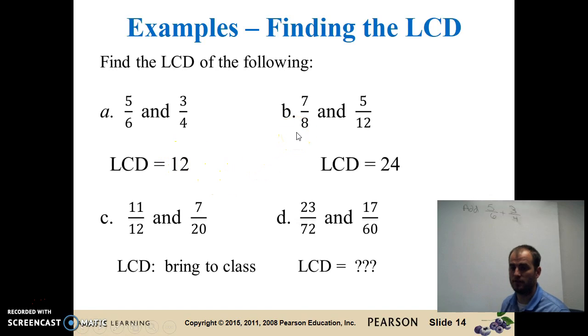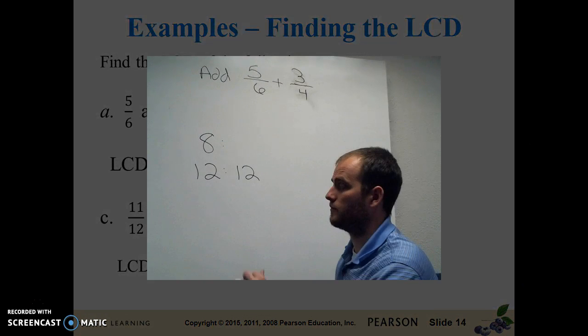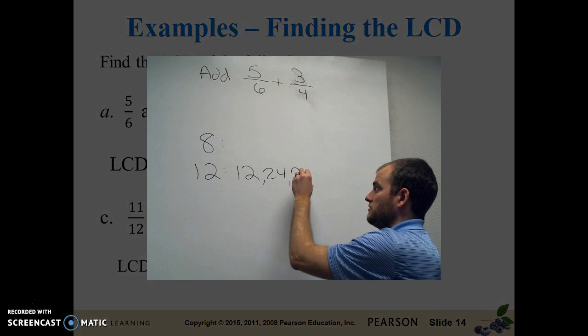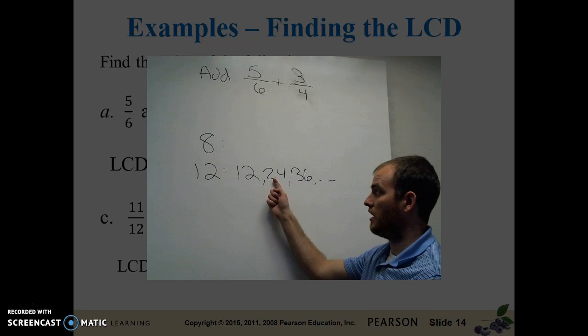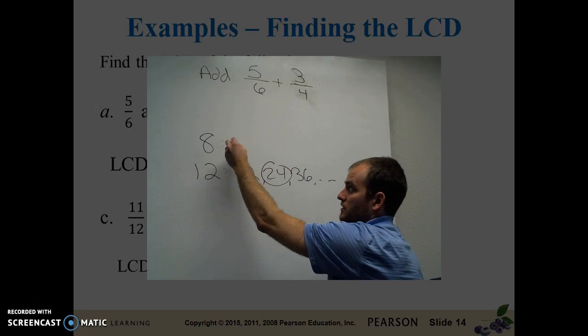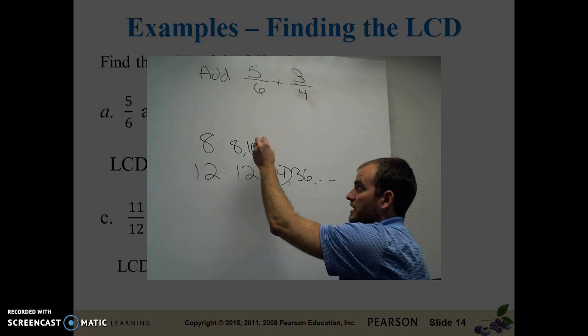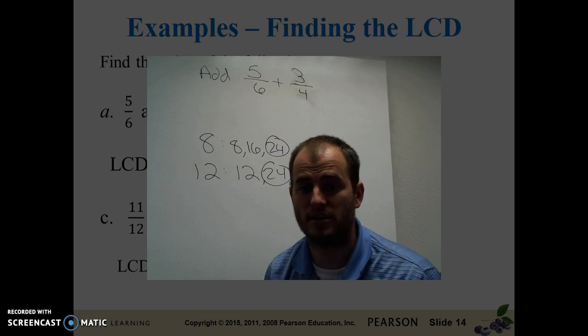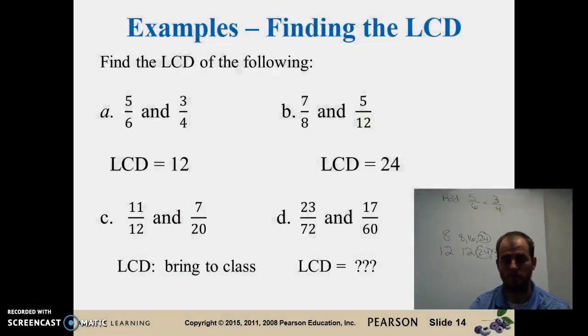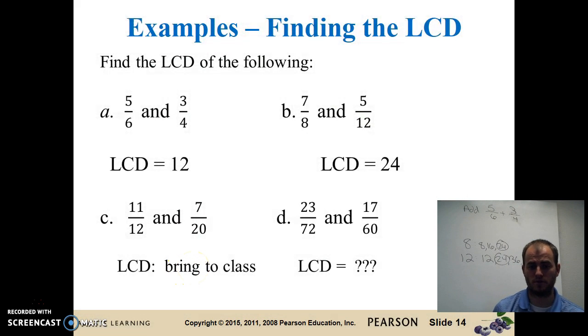So 7/8 and 5/12. Our denominators are 8 and 12. If you list out the multiples of 12: 12, 24, 36, and so on. If you think about it, which one does 8 go into? 8 goes into 24. If you want to list them out for 8, 8 times 1 is 8, 8 times 2 is 16, 8 times 3 is 24. Our least common denominator would be 24, also called the least common multiple.